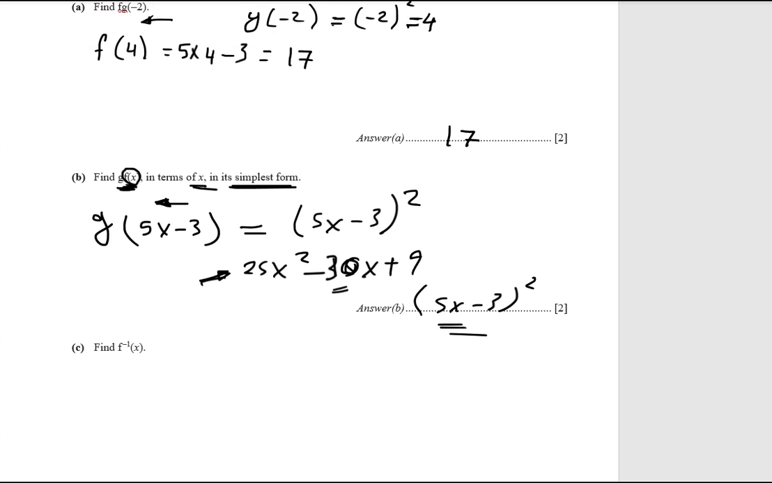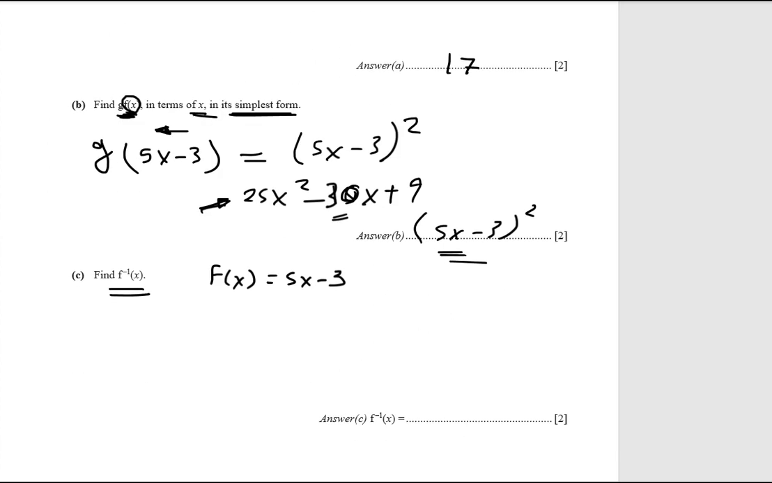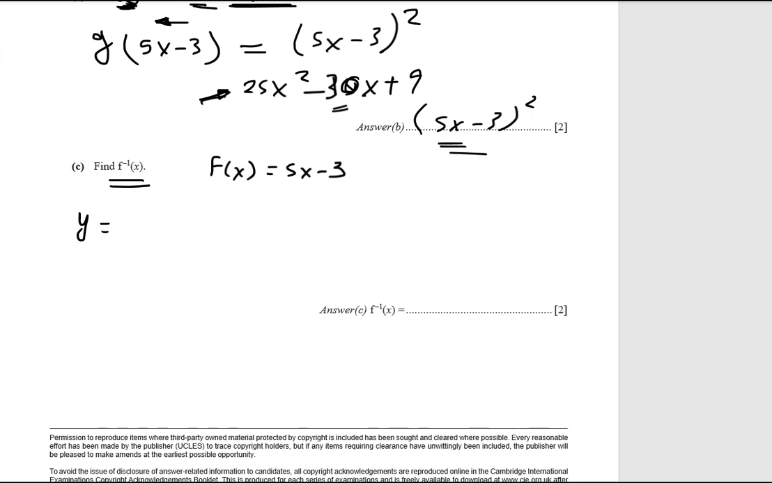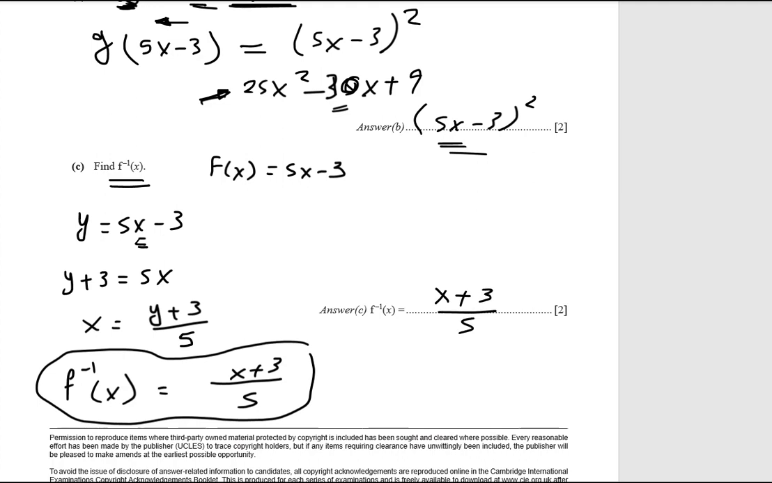Let us continue. F minus 1 of x, or the inverse of f of x. What is f of x? F of x is equal to 5x minus 3. To find the inverse of this equation, put y equal to 5x minus 3. I need x now. So y plus 3 is equal to 5x. X is equal to y plus 3 divided by 5. Replace y here with x. So the answer will be x plus 3 divided by 5.